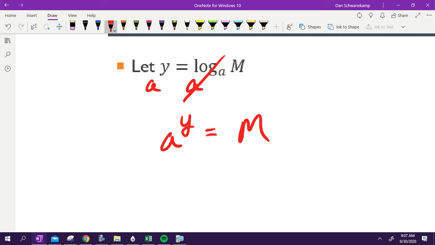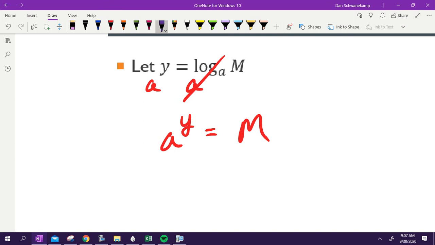Now, let's get y by itself. Which is kind of dumb. We just rewrote it in exponential form, so why are we getting y by itself? It's fine. Just believe me. How can I get that y out of the exponent?